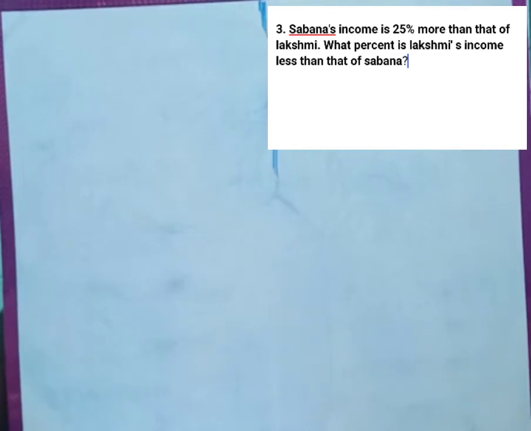So friends, the third question of this session is: Shabana's income is 25% more than that of Lakshmi's. What percent is Lakshmi's income less than that of Shabana? So here we can easily say that Shabana's income is more than Lakshmi's, right? How much more than Lakshmi? 25%. So here also they didn't mention any actual salary of either person. They just said it in terms of percentage. So we can assume anything, friends, right?